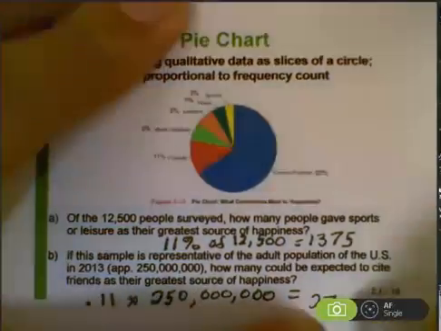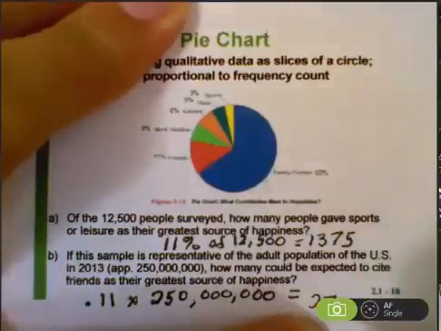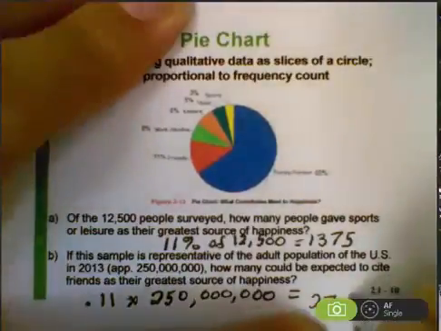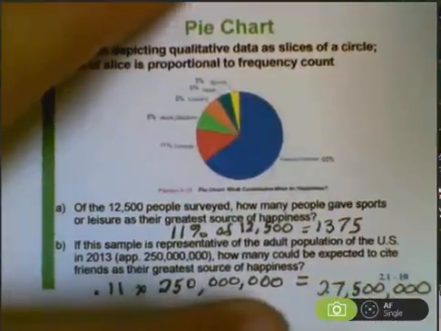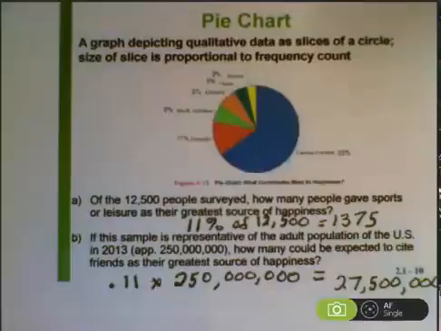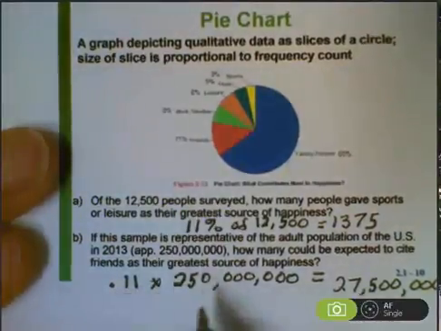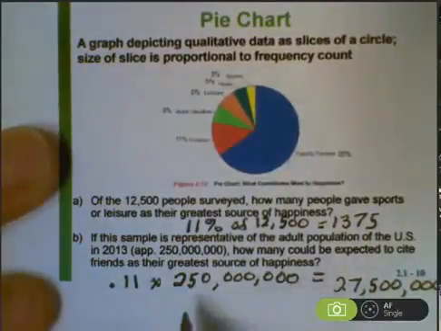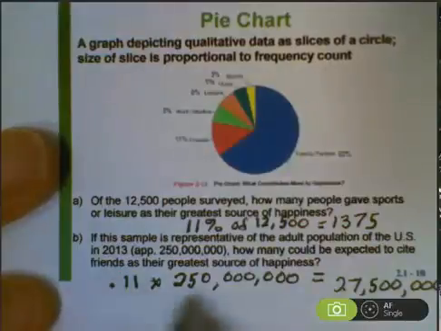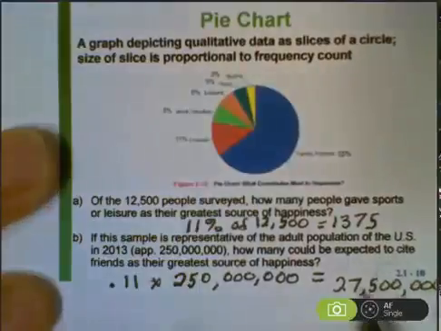27,000. No, I'm sorry, I'm not reading that correctly. 27,500,000. That makes sense because 10% of 250 million would be 25 million. This is just a little over 25 million.